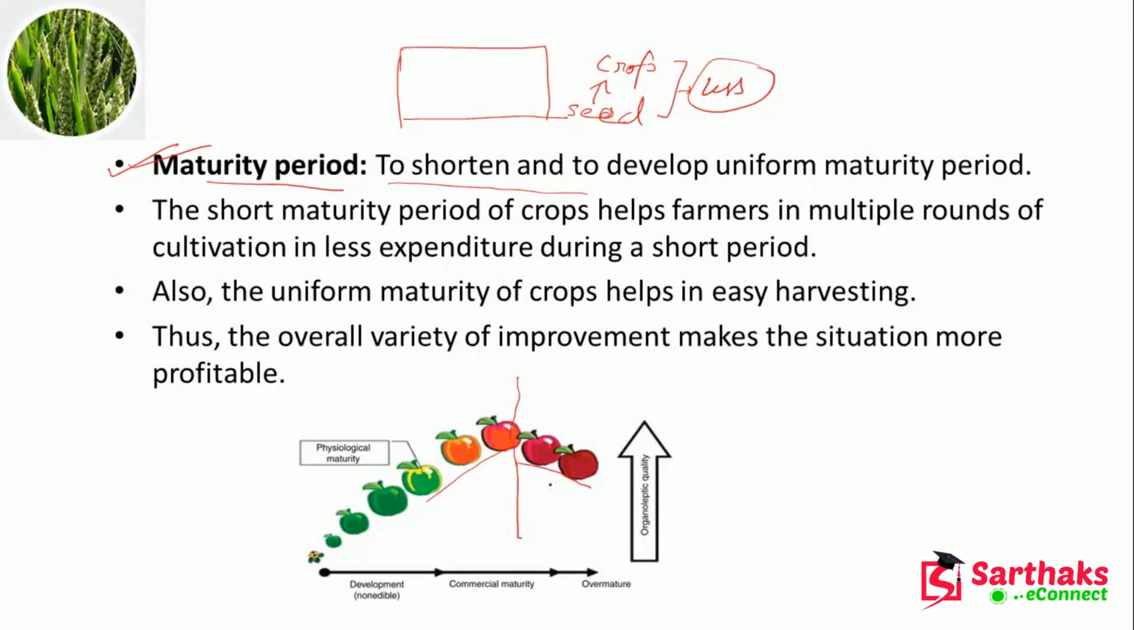So this maturity period is very, very important, and they are trying to develop the organic quality so that the maturity period is less, and at that time the farmers can cultivate the same type of crops several times within a short period. So obviously you have more yield, but we should not compromise with the quality. The quality is the best here. Okay.